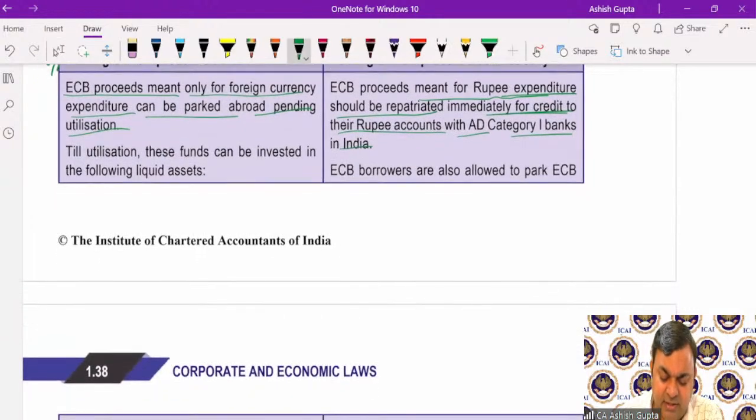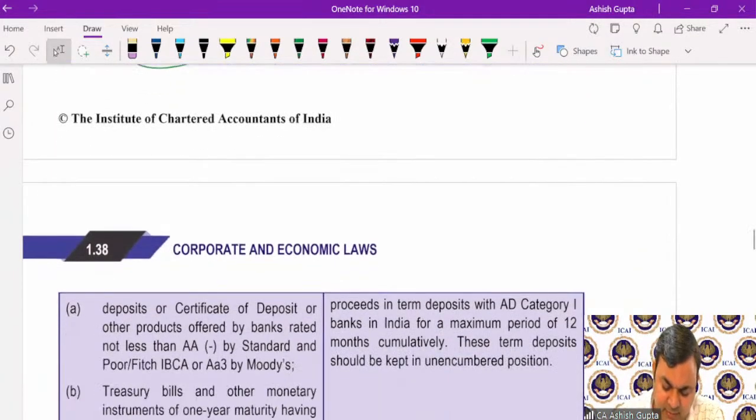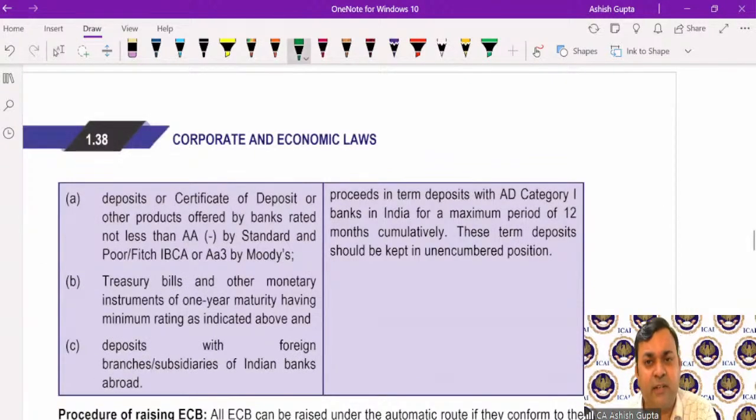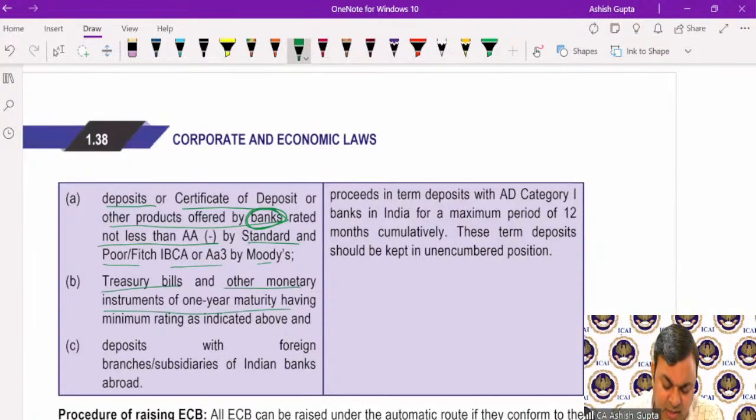Till utilization, these funds can be invested in the following liquid assets. Liquid assets means assets that can be easily converted to cash. ECB borrowers are only eligible to park ECB. For example, deposits, CDs, certificates of deposit, or other products offered by a bank rated not less than AA minus by S&P, Fitch, or Moody's. Treasury bills or other monetary instruments of 1 year maturity having a minimum rating as indicated above, means AA minus, not less than this rating. Deposits with foreign branches or subsidiaries of Indian banks abroad, so you can invest. These are called liquid assets or liquid investments, right? That is important.